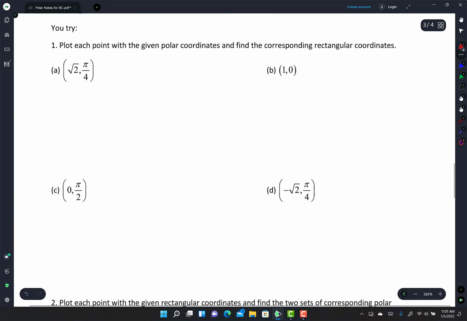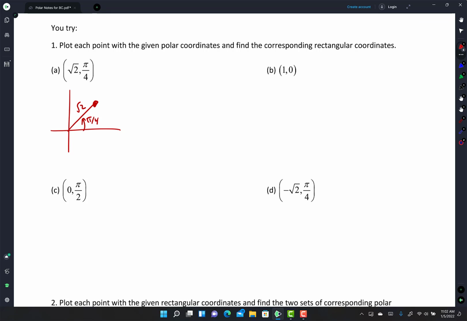All right, here we go. Now we got some you-try stuff. We'll do it together, don't worry. It says plot each point with the given polar coordinates and find the corresponding rectangular coordinates. Okay, so here's my grid. This one is going to be in quadrant 1 because of the square root of 2 and pi over 4. So here's my radius, here's my angle, and they want me to write that in rectangular coordinates.